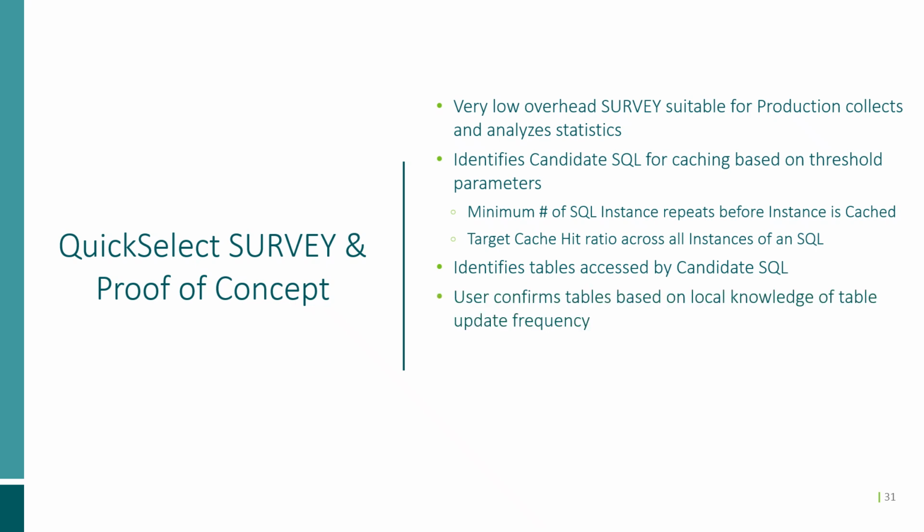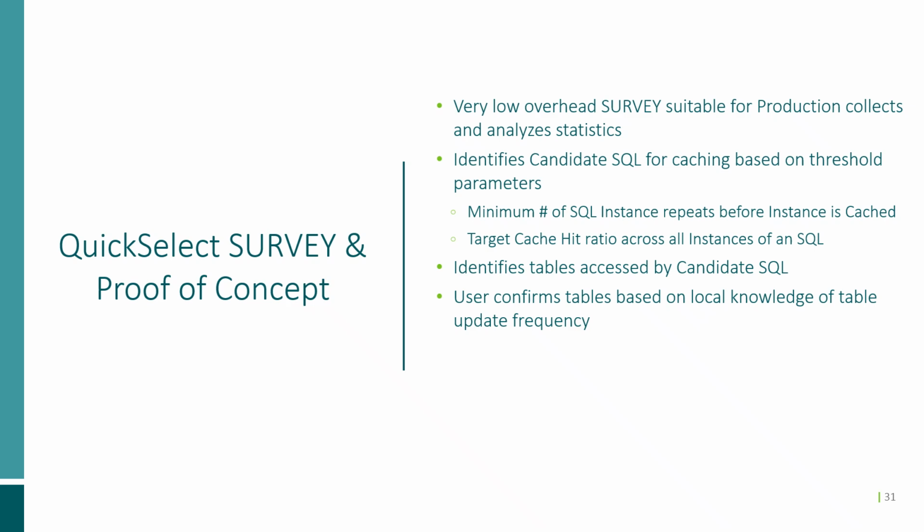Here a little bit of local knowledge comes into play. A DBA confirms those tables that are either relatively stable or are relatively frequently updated. QuickSelect prefers to cache derived result sets from relatively stable tables such as lookup, reference tables, cost tables, price tables, etc.